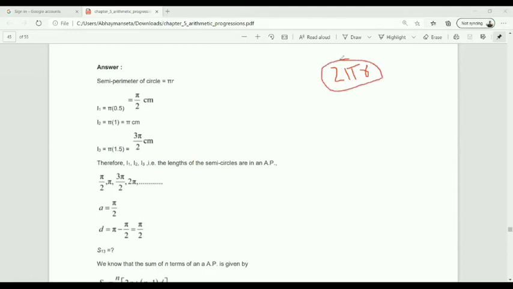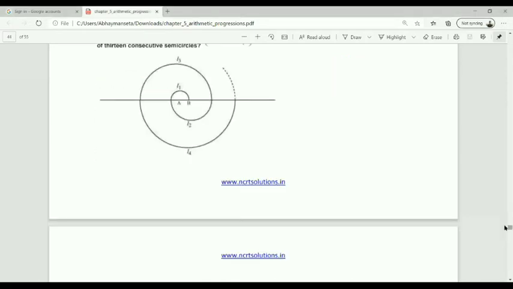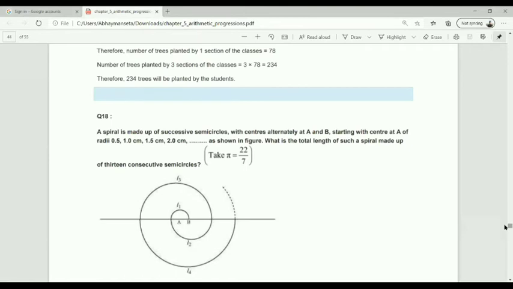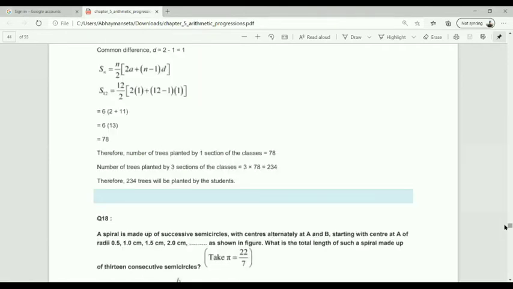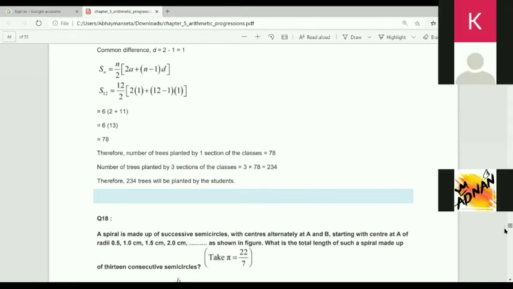But here a semicircle is given, so we have to find the semicircle of the circle. Semicircle means semi perimeter. So the semi perimeter of a circle is pi r, because the perimeter of a circle is 2 pi r, so we divide by 2, and it gives pi r. In the question, starting with center A, the radii are 0.5, 1.0, 1.5, 2 centimeter, and so on. So the radius is given, yes or no?